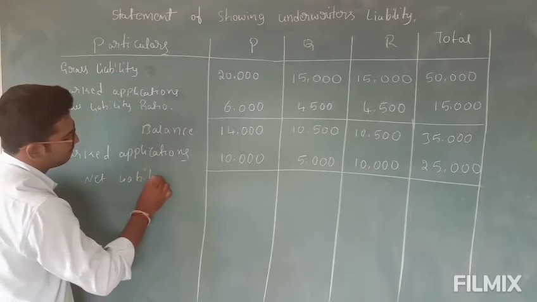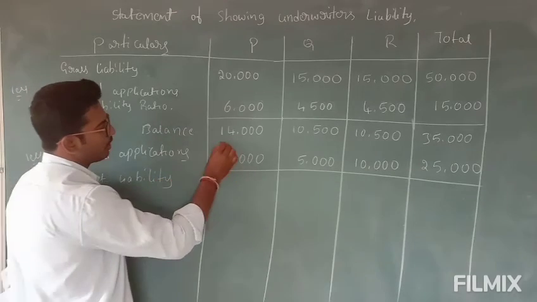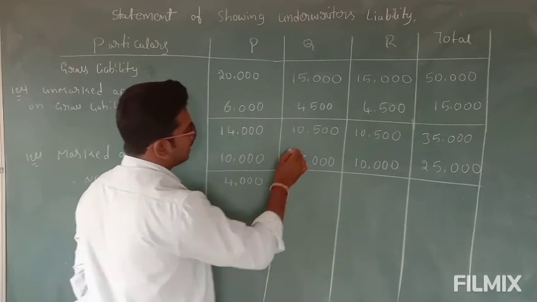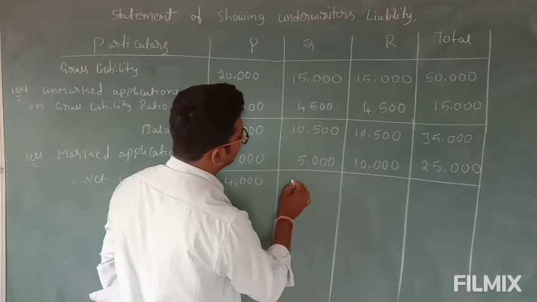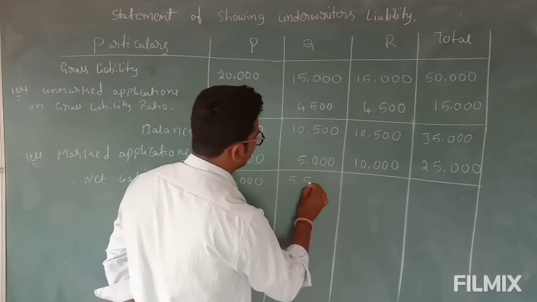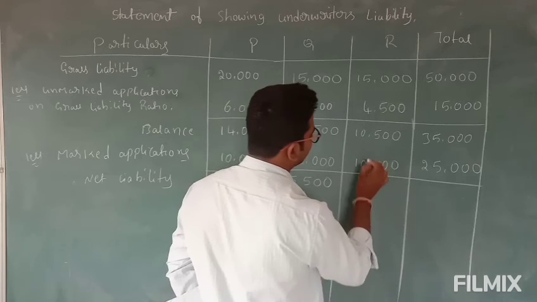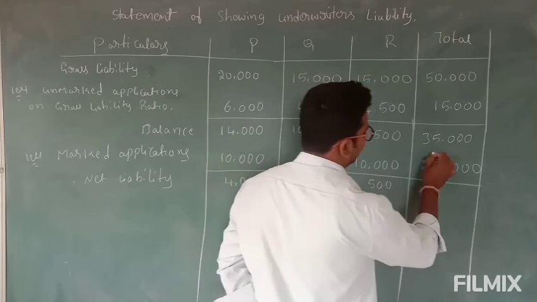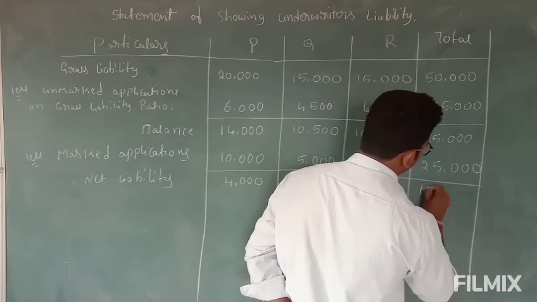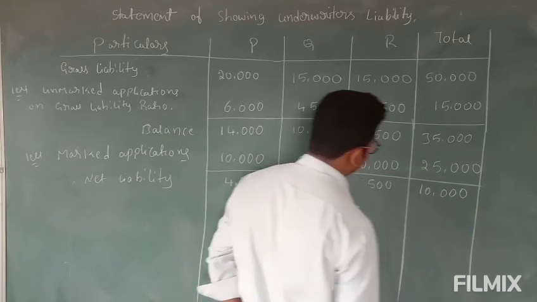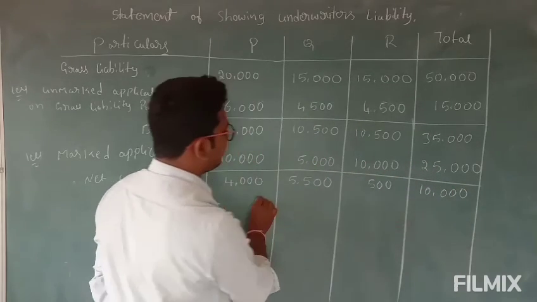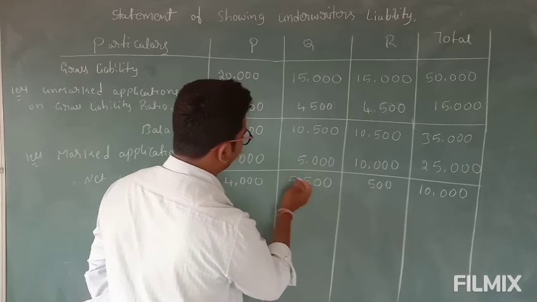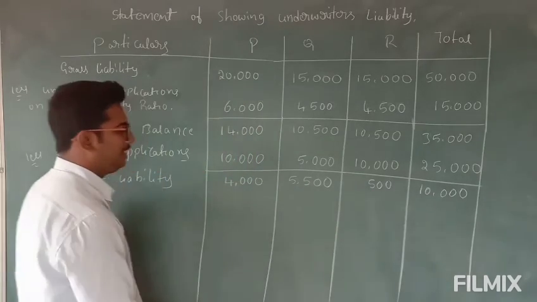So from the balance, less marked applications, we get the final answer, net liability. So 14,000 minus 10,000, 4,000. 10,500 minus 5,000, 5,500. 10,500 minus 10,000, 500. 35,000 minus 25,000, 10,000 should be equal to the remaining balance of the partners. 4,000 plus 5,500, 9,500 plus 500, 10,000.